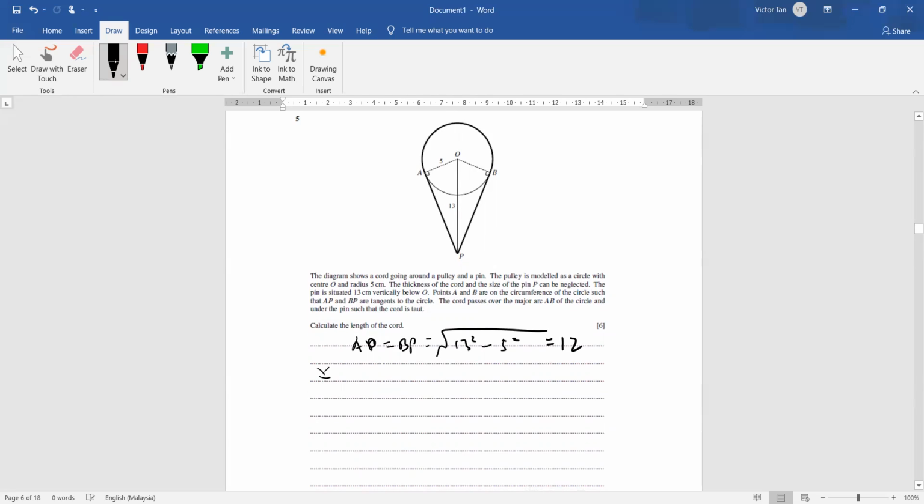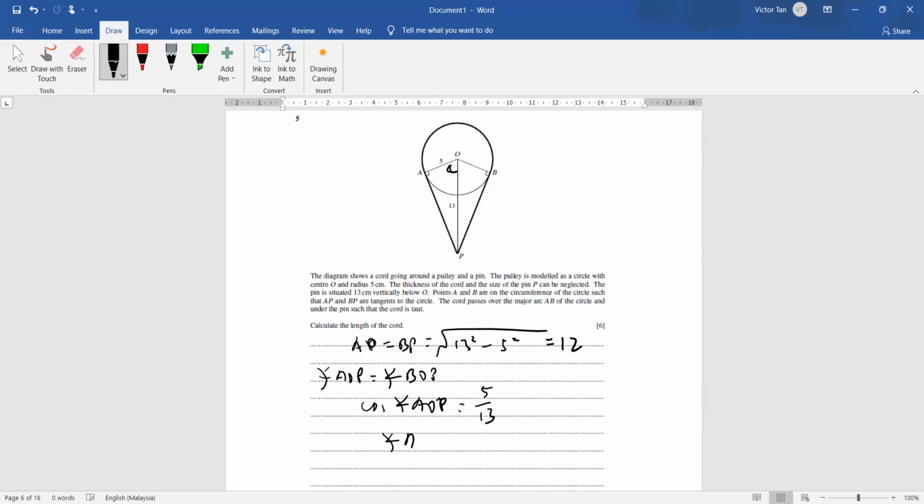Angle AOP is equal to angle BOP, so finding one of them shall suffice. You're going to use cosine. Cosine of angle AOP, which is this angle, equals 5 over 13.